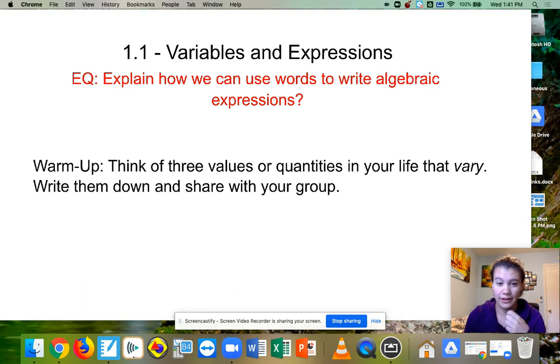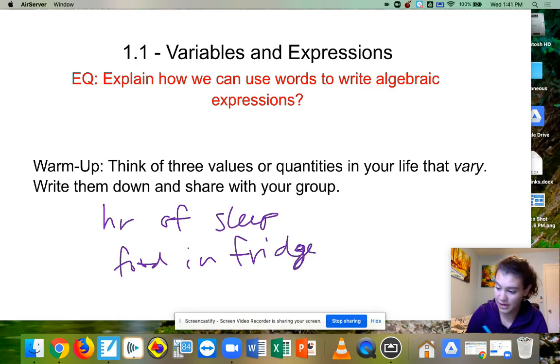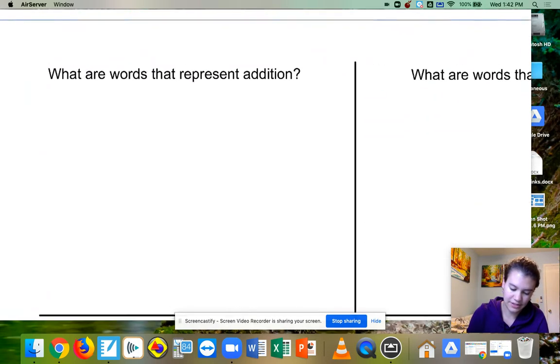For the warm-up, think of 3 values or quantities or things in your life that vary. Write them down, and then I'll go through some of my examples. Some that you could have come up with is the number of hours of sleep you get. That's going to change depending on the day, I assume, for most people. You could also think of how much food you have in the fridge, how many clean clothes you have, how many dirty clothes, your test scores, your grades, anything that changes. So we're going to go on and look at these.